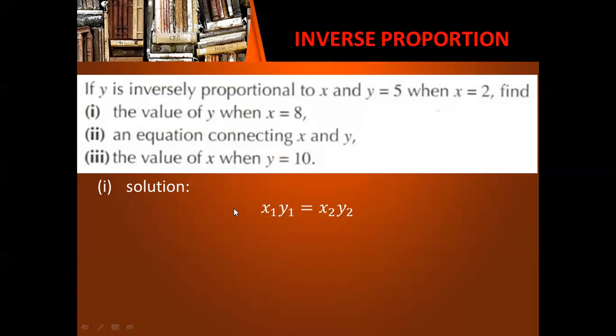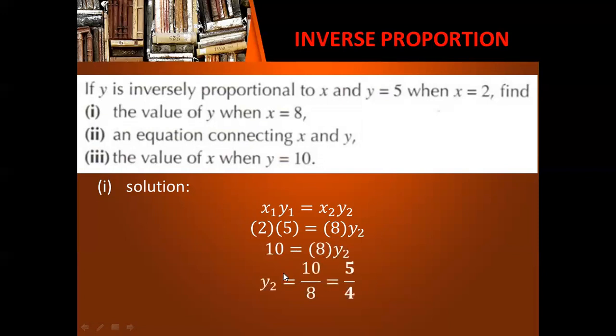Substituting the corresponding values for x sub 1 and y sub 1, we'll now have 2 times 5 is equal to 8 times y sub 2. 2 times 5 is 10, and dividing each side of the equation by 8, we will get y sub 2 is equal to 10 over 8, or simply 5 over 4.